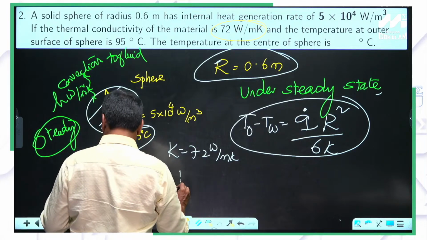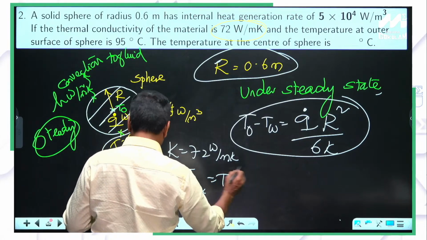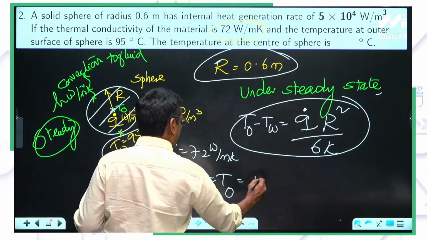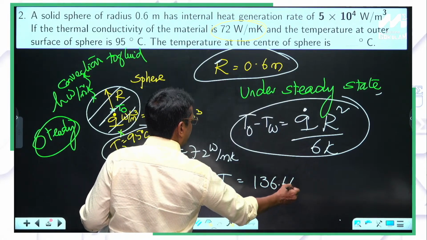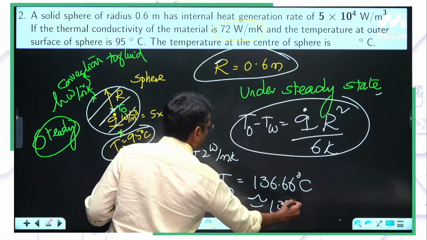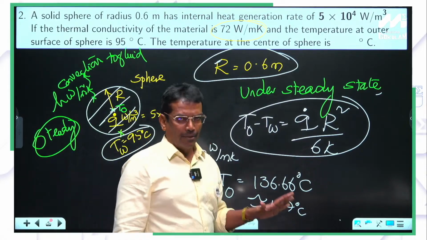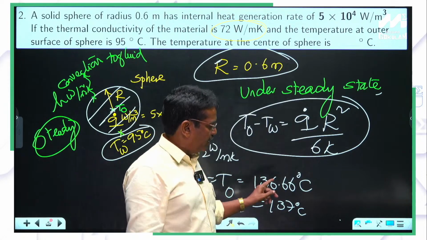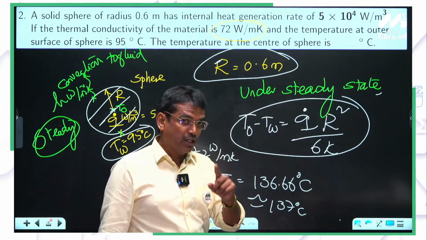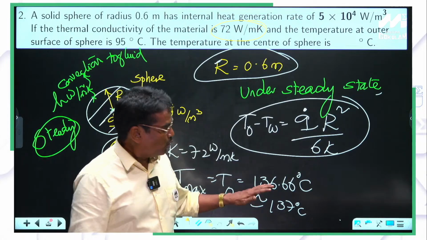So if you substitute, T max, the maximum temperature at the center, will be 136.66 degrees Celsius, or you can round it up to 137. Generally, in the GATE examination, don't round it up. Don't round the answer. In GATE, in the fill in the blanks numerical data type questions, called NDT questions, they generally expect you to answer without rounding it up.